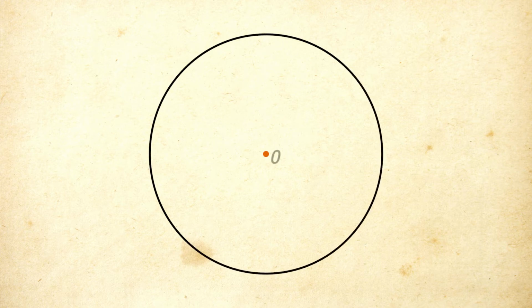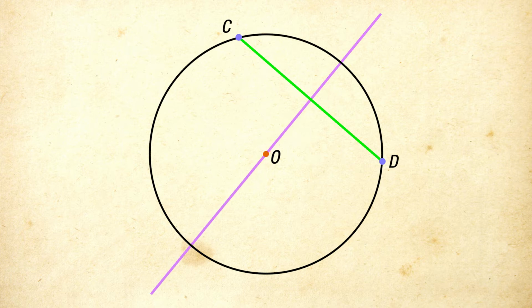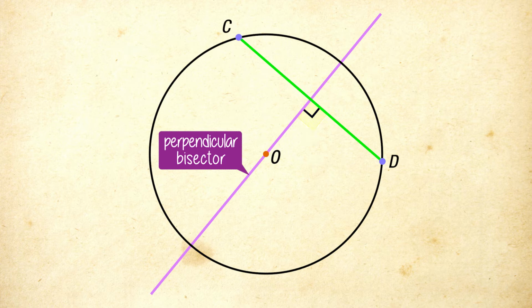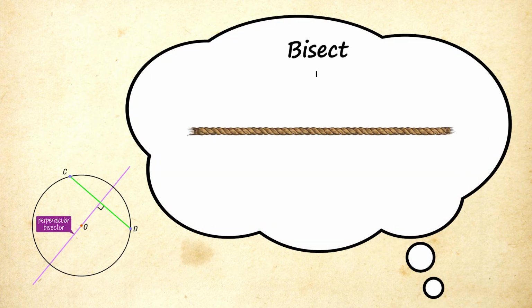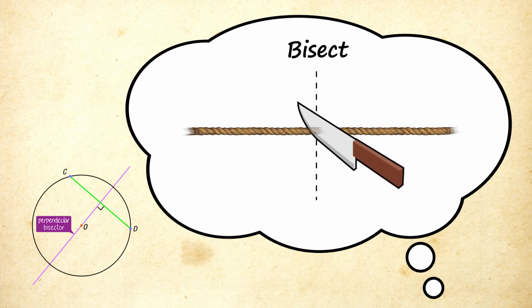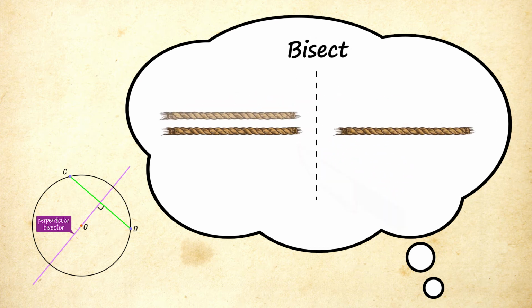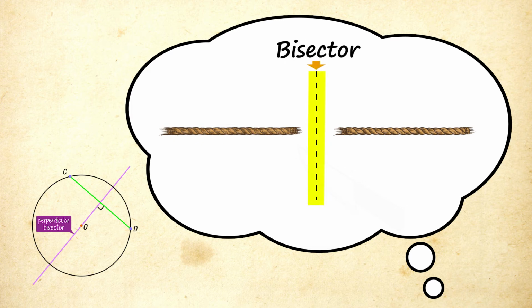Let's first look at this circle with center O. Draw a chord CD in this circle, and draw a straight line through the center of the chord such that it is perpendicular to CD. This straight line is called a perpendicular bisector of chord CD. To refresh your memory, bisect means to cut the chord into two equal parts. And bisector refers to this line that did the cutting.